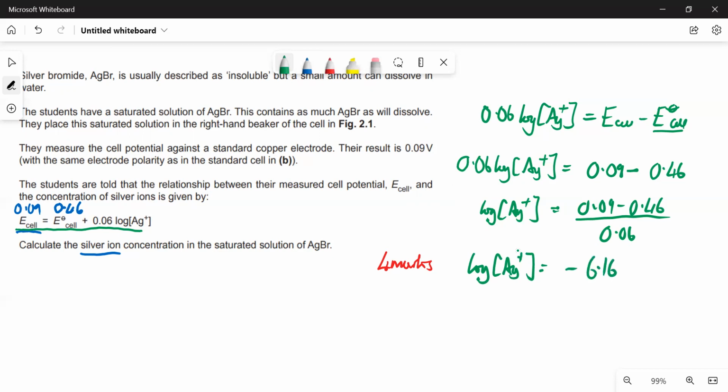Now we're going to get rid of that log, so that means that the Ag+ concentration is equal to the anti-log, 10 to the power of minus 6.16. Put that into your calculator, you get a value of 6.81 times 10 to the minus 7, and the units of concentration are going to be mole per decimeter cubed. So that is our answer there for 4 marks.